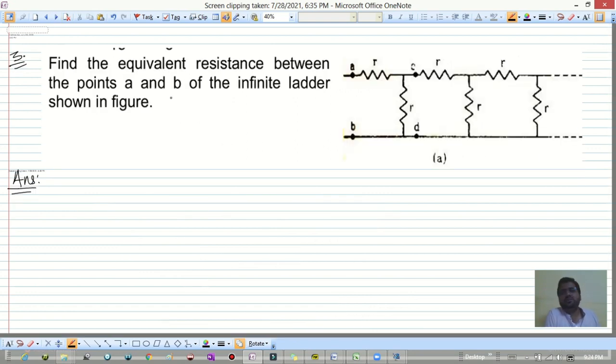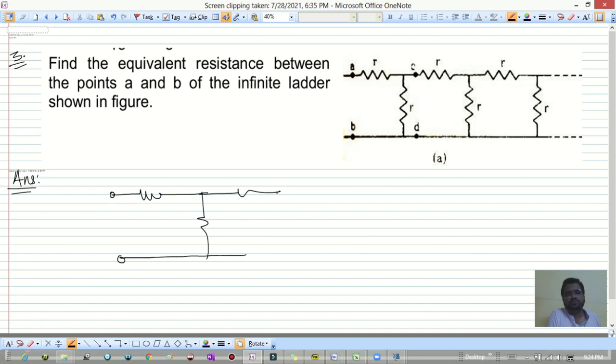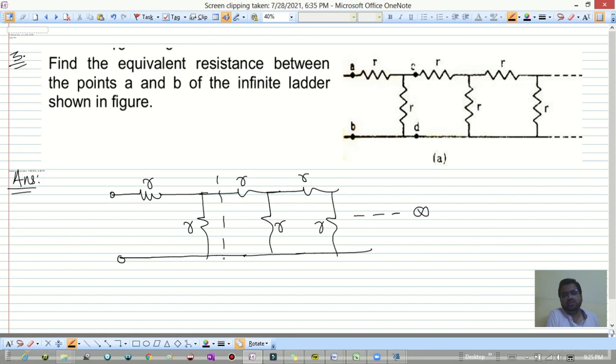Find the equivalent resistance between the points A and B of the infinite ladder shown in the figure. Okay, so this is the infinite ladder given. That indicates this structure will go till infinity, and this is R, this is R, this is R, this is R, all are R. Now see, if I remove one section from infinity, what will happen to the infinity? Nothing will happen, right?